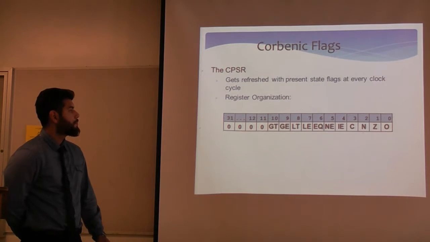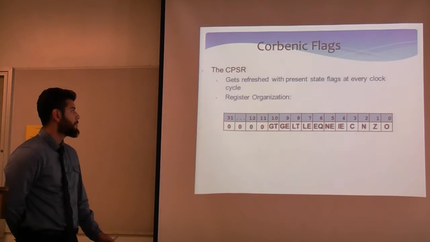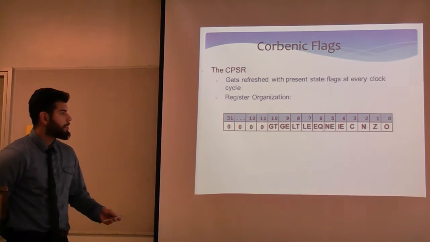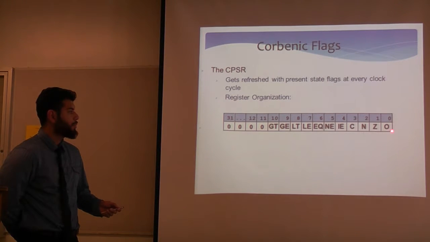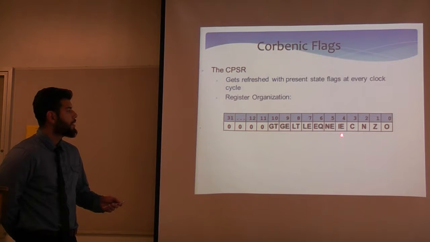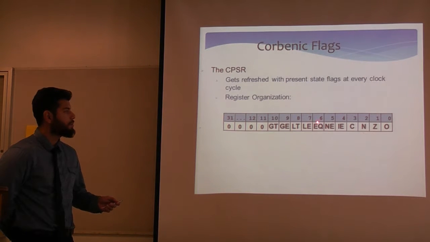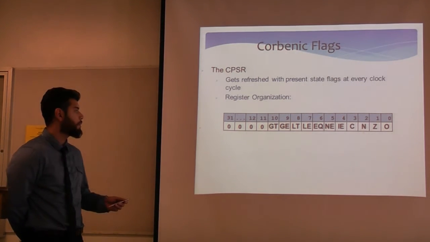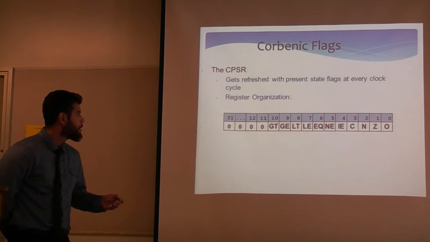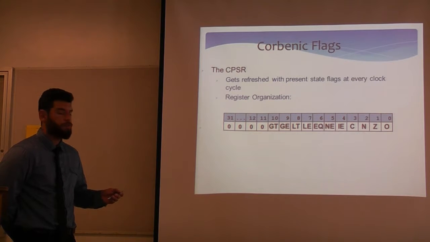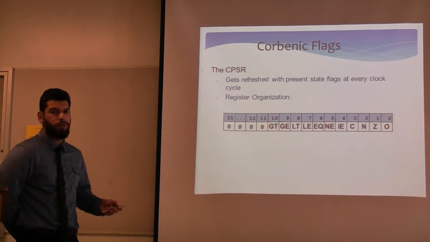Here is the format for our 32-bit CPSR register. As you can see, in the least significant byte, we have the overflow, followed by the zero flag, negative, carry, and then we have the floating point flags, which are not equal, equal, less than or equal, less than, greater than, or greater than or equal. And then we made room for additional space for enhancements in case we ever wanted to include more flags.